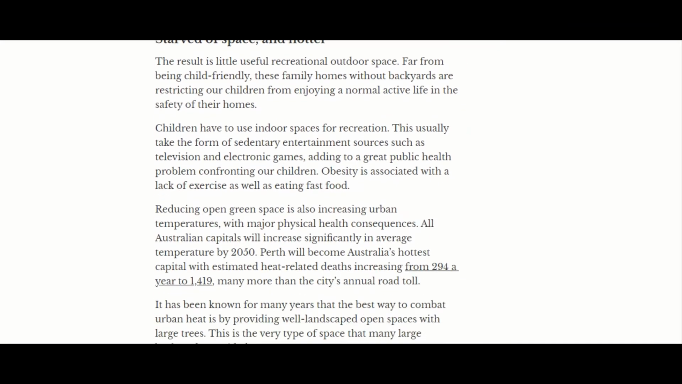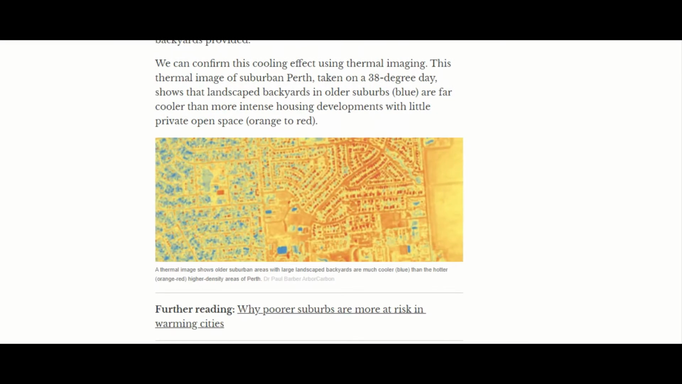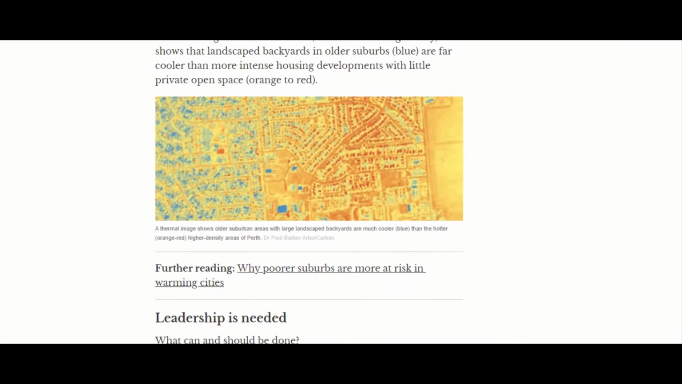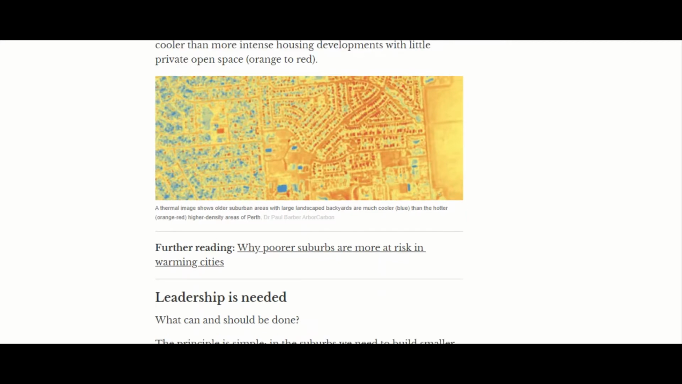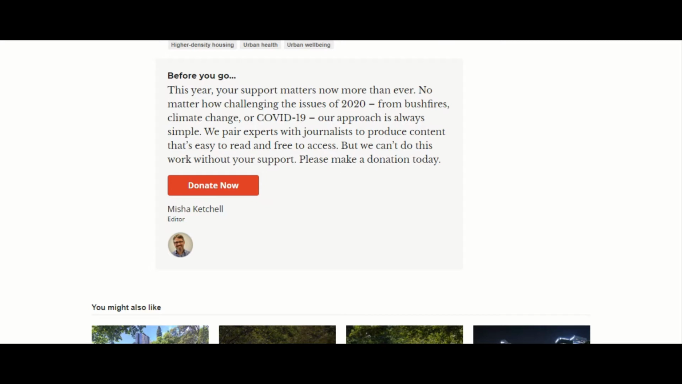Another thing is that green spaces absorb heat, and so if you only have concrete and housing, the place becomes hotter. So if you've got suburbs that have no backyards, here's a perfect example. On the left is an older suburb, bluer means colder, and on the right is a newer suburb, redder is hotter. So these newer suburbs with very little backyards are super, super hot.